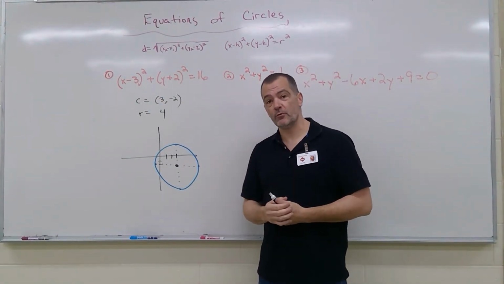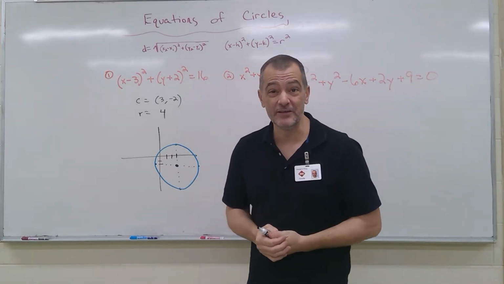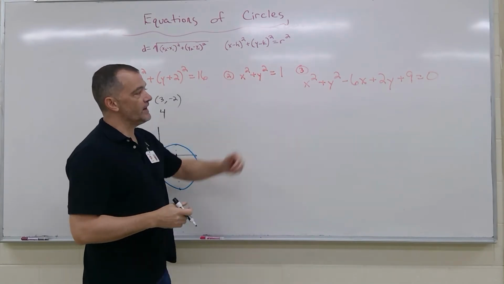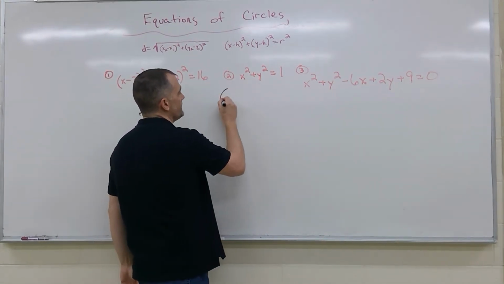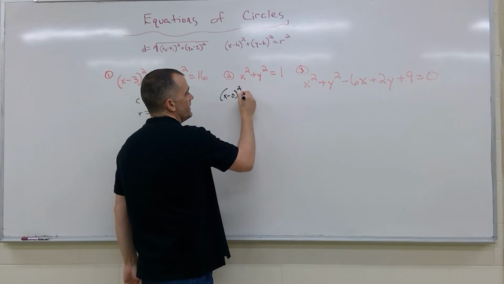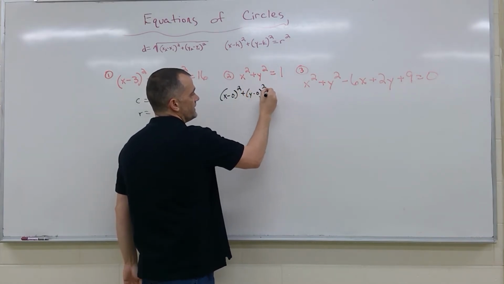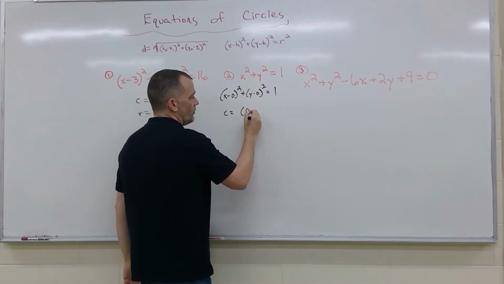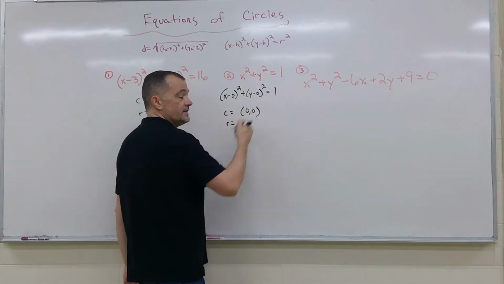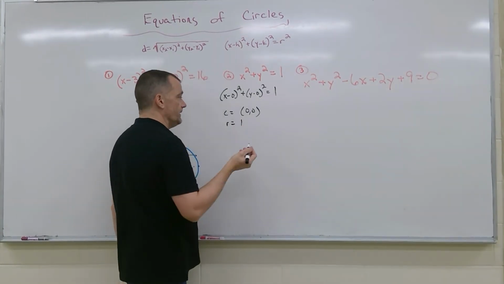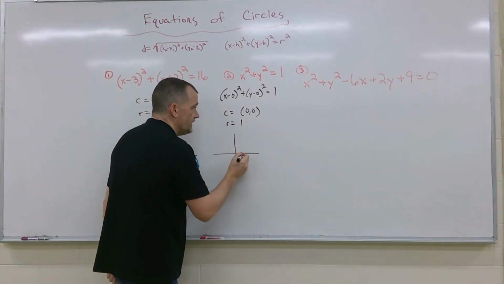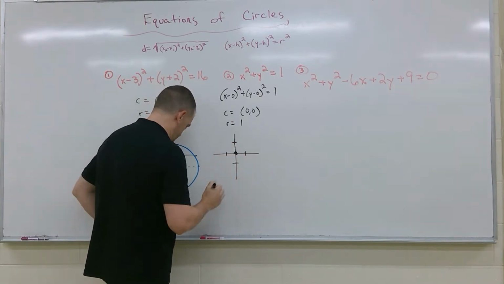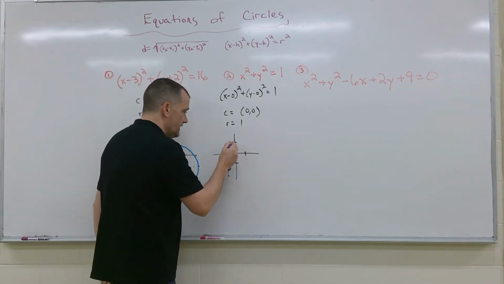Most students have a lot more success graphing circles than they do linear functions and so forth. x² + y² = 1. I could rewrite this as (x − 0)² + (y − 0)² = 1. So now that I see the center of this circle is going to be at the ordered pair (0, 0), and the radius is the square root of 1, which is 1. So when I graph this circle, well, there's the center. I go right 1, up 1, down 1, and left 1. And I connect the dots.